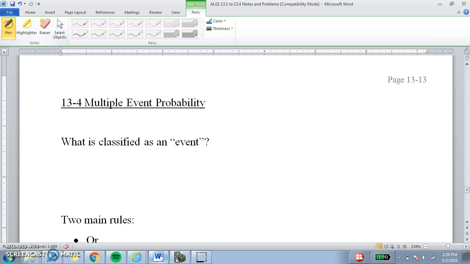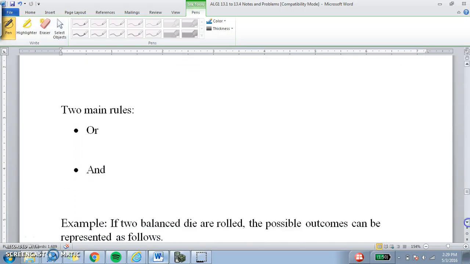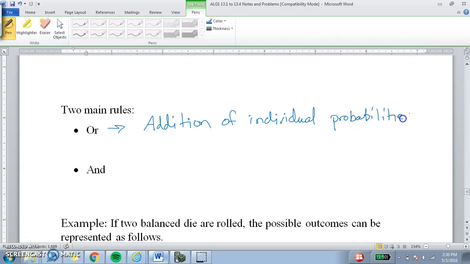If you have a six-sided die and I say, what's the probability of you rolling a 3, you rolling a 3 would be the event that we're talking about. So two main rules: we've got or statements and and statements. An or statement would be like if I say, what's the probability of you rolling a 3 or a 4? In a situation like that, we're going to take the addition of the individual probabilities of whatever events we're talking about. And this part is important, we're also going to have to subtract any overlap, and we'll talk about what that means in a second.